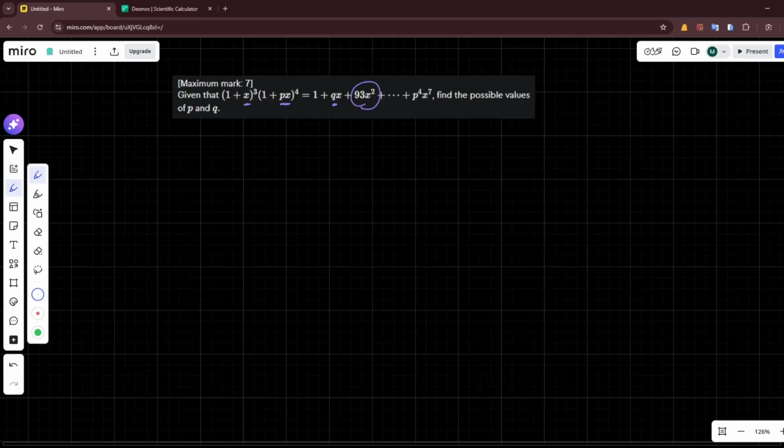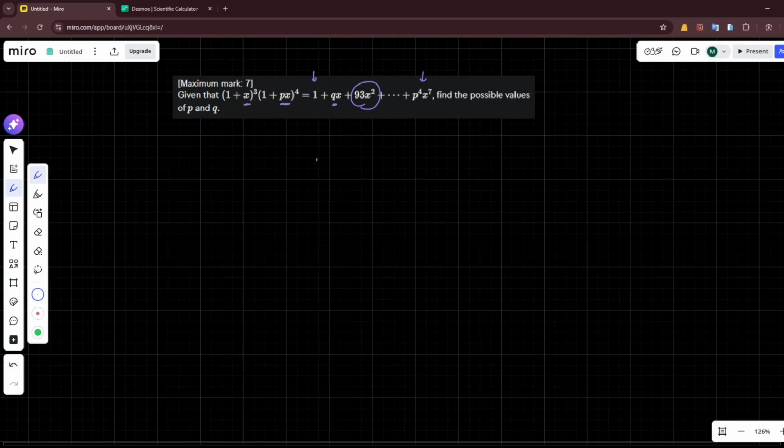And actually, there's a lot of information here that's not as helpful as it first seems. For example, the 1 at the beginning just comes from multiplying out the 1s. So that's not giving me any helpful information. And the p to the power of 4, x to the power of 7 at the end, again, that's just going to be the final term, but it's going to be exactly the final term that you get from multiplying this out.